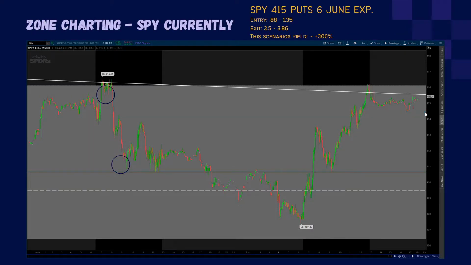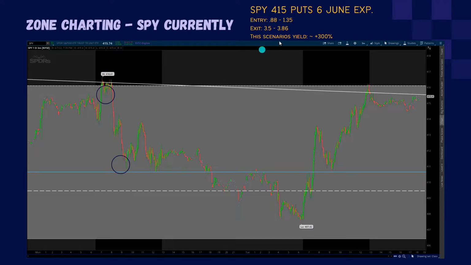I'll give you just a live example of what happened on Monday here on SPY. Like I said, it does work on equity as well as futures. I like charting it on all of them. So on Monday here, we got a nice cover pop to the top of the zone. We had a nice trend line right here, if you see it. And right here is ideally where I would be entering puts.